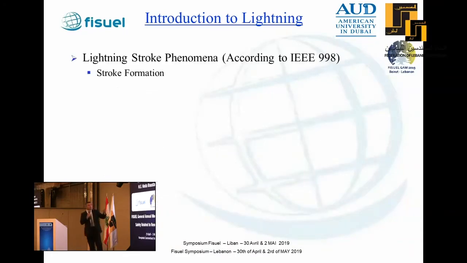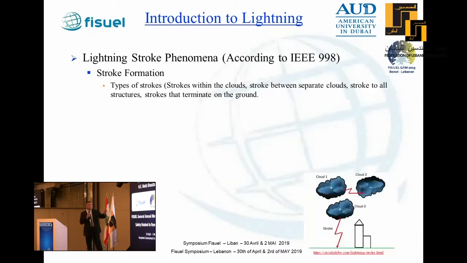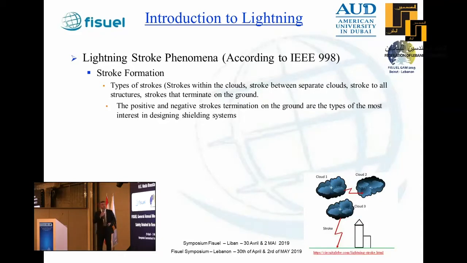What's a lightning strike? You have multiple types of stroke or strike. You have strike between or within the cloud, strike between two different clouds, strike to a surrounding structure, and strike to the ground. The positive and negative stroke that terminates on the ground are the types of most interest in designing lighting shield.